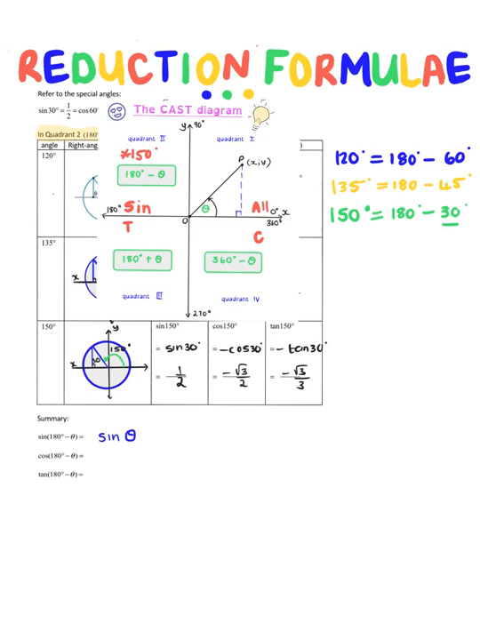For cos and tan, however, since we are working in quadrant 2, the functions are negative. So cos of 180 minus theta will be negative cos theta, and tan of 180 minus theta will be negative tan theta. Awesome. So we are just going to explore now what's going to happen in quadrant 3 and 4.